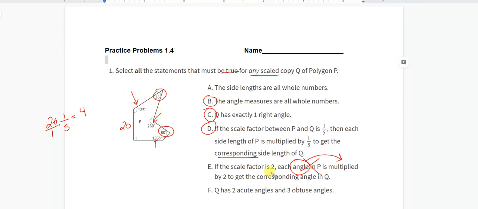So that is true. Although, I might want to double check that. I always thought obtuse was between 90 and 180. I might have to get back and check that one, but I'm going to select it as true for right now. Those angles are going to stay the same, and that's 2 that are less than 90 and 3 that are greater than 90. So there you go. Help with problem number 1.